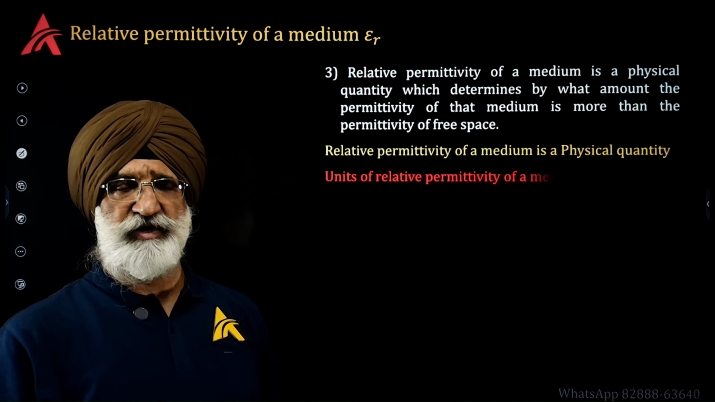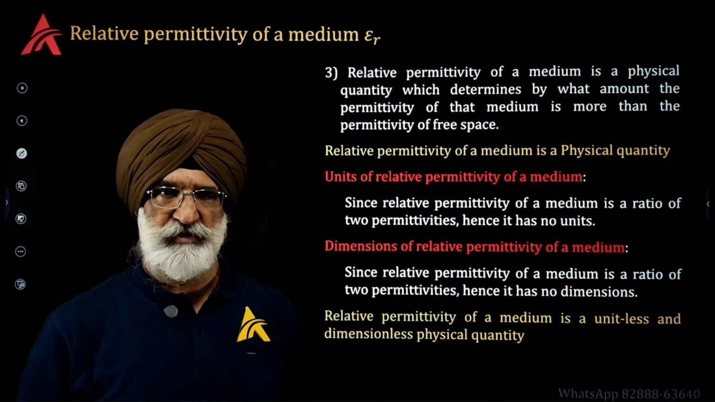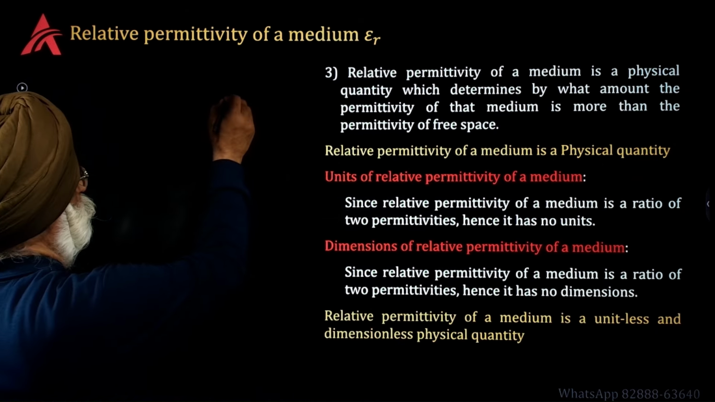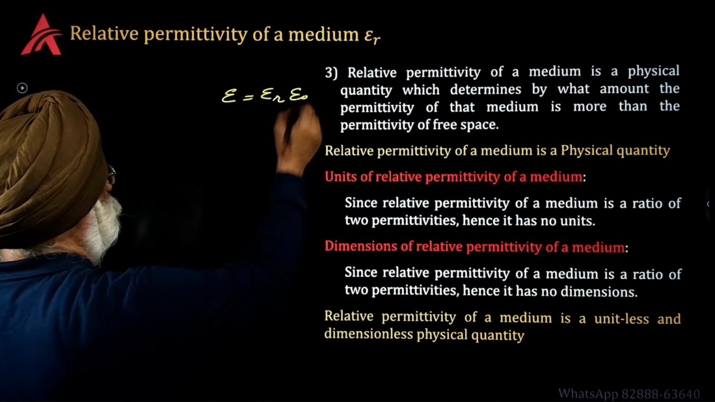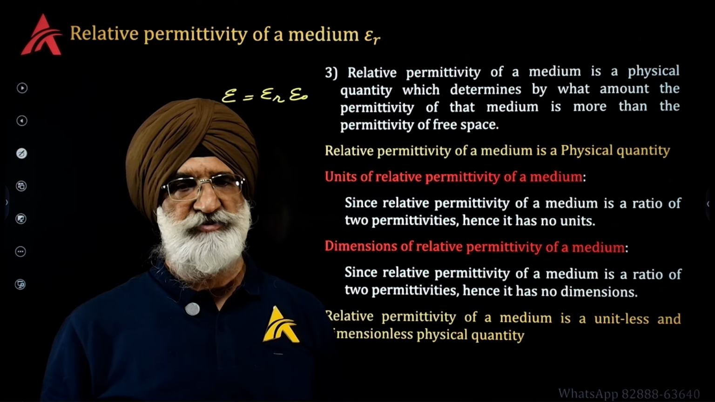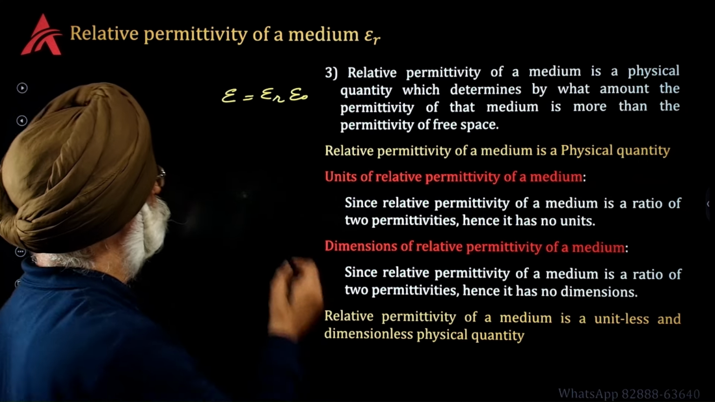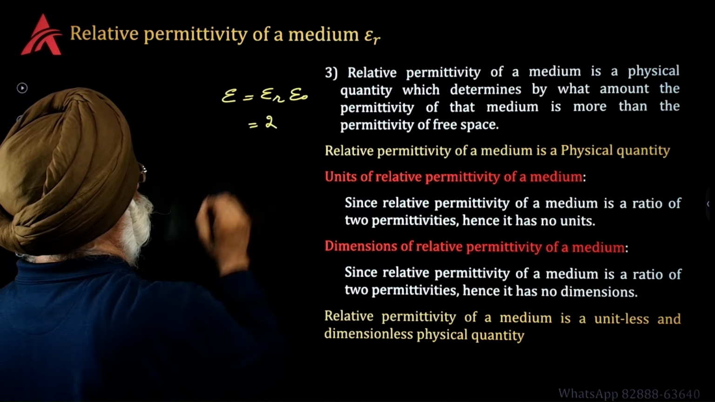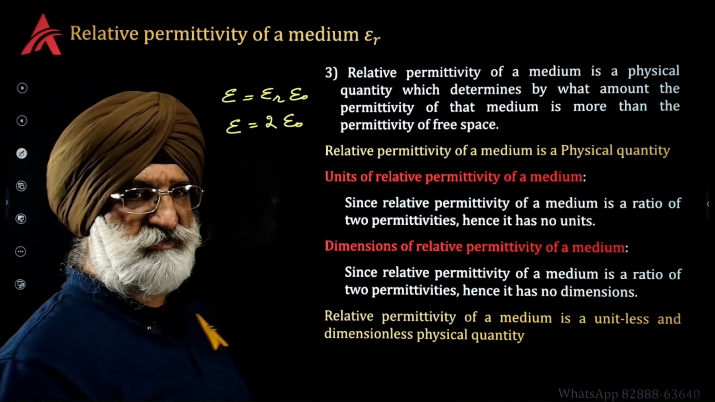Now we had already done what is permittivity, so why is relative permittivity required? We had done that the permittivity of a medium is equal to relative permittivity times the permittivity of free space. Let us take up an example. Suppose there is a medium whose relative permittivity is 2. So the permittivity of that medium will be 2 times the permittivity of free space.